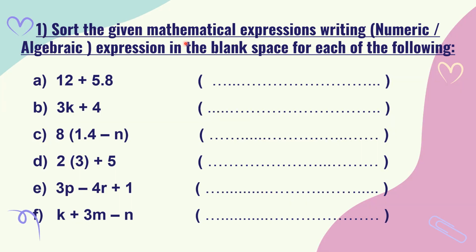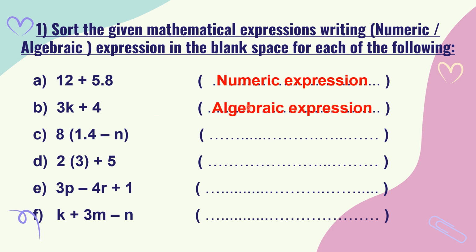Number 1. Sort the given mathematical expressions, writing numeric or algebraic expression in the blank space for each of the following. In letter A, we have 12 plus 5.8. Here, there is no variable, so it's called a numeric expression. In letter B, we have 3k plus 4. We have here k, which is a variable, so it's called an algebraic expression. In letter C, 8 times 1.4 minus n. We have here n, which is a variable, so it's called an algebraic expression.